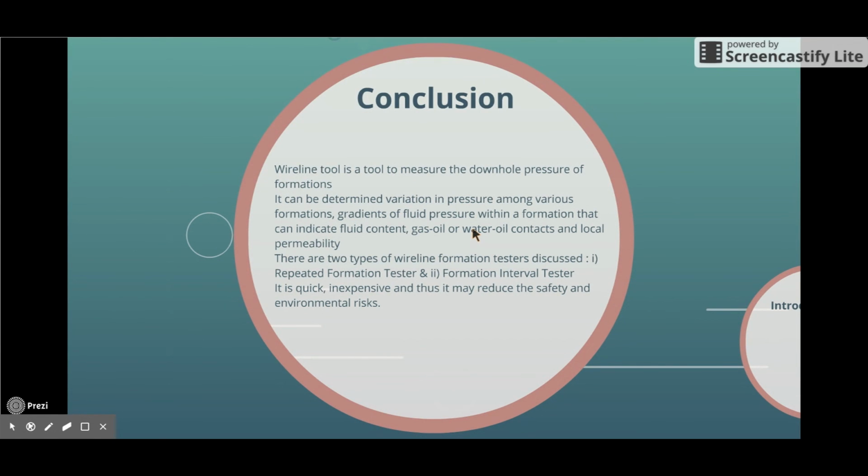And the third one is there are two types of wireline formation testers that were discussed by my friends. The first one is RFT, which is repeat formation tester, and the second is formation interval tester. The last one is that it is quick. The method of this test is quick, inexpensive, and thus it may reduce the safety and environmental risk.